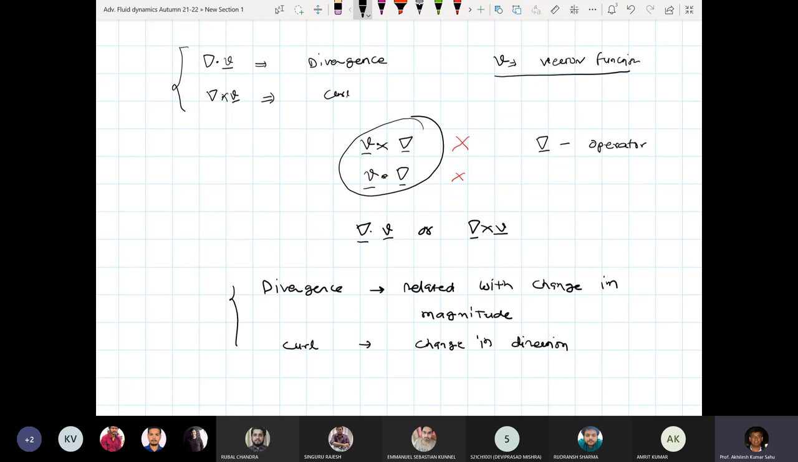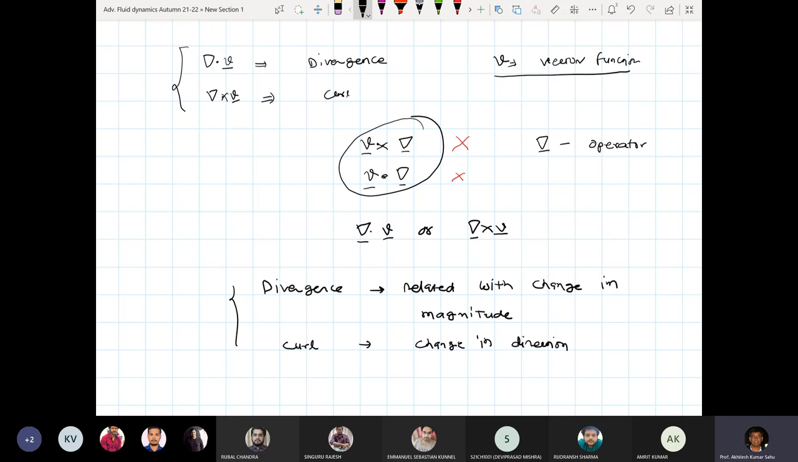So that means d by dx1, partial by partial x1, partial by partial x2, partial by partial x3. So both the quantities are related with change. In gradient, when the del operates on a scalar function, there will be just one magnitude, right? In the case of a scalar quantity.